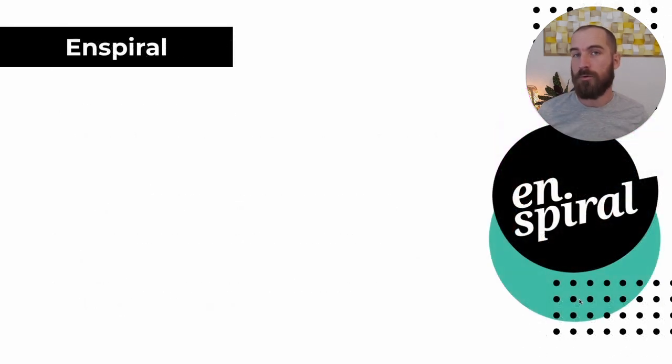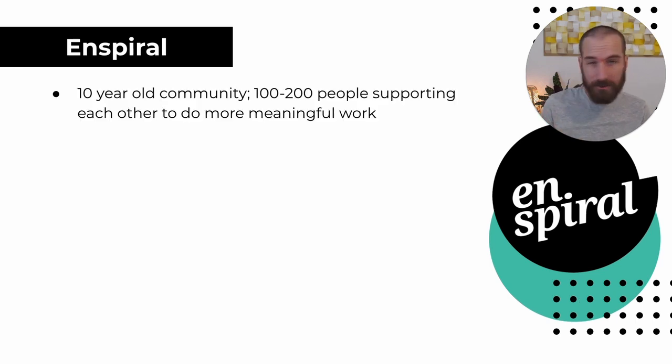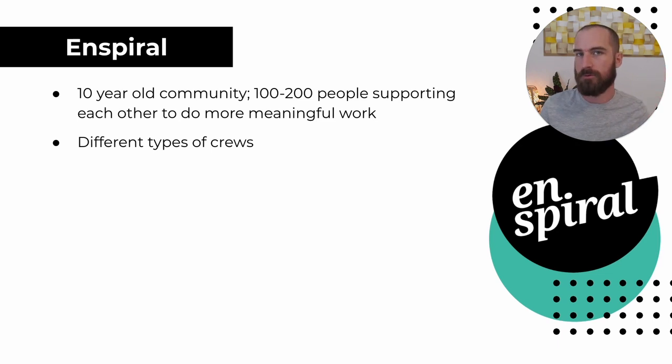So let me give you some more detail about Enspiral. It's my primary community of belonging. It's been around for a little over 10 years. I've been involved for most of that time. The group size fluctuates between about 100 and 200. It comes and goes. And the main thing that we do is we support each other to do more meaningful work. And that support comes in many different forms, but mostly it happens in crews. And I'm just going to run through and give you some examples of the different types of crews that tend to form within Enspiral. A non-exhaustive list, but these are the big ones.